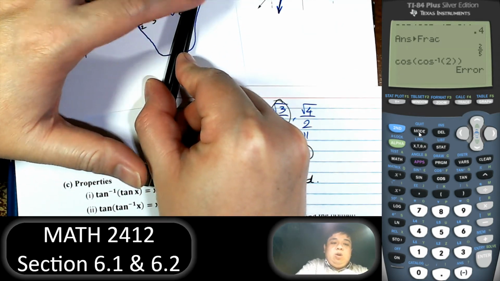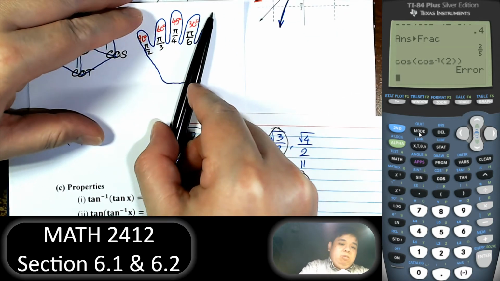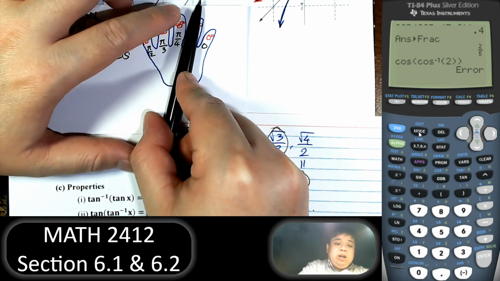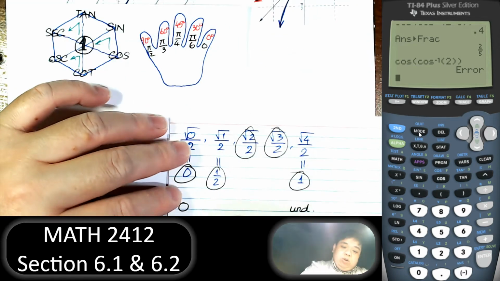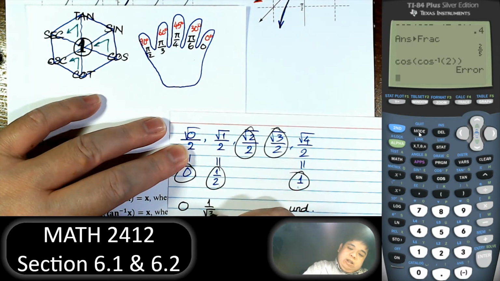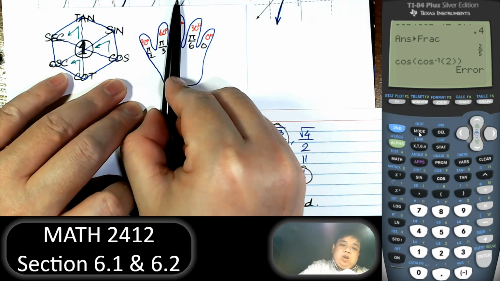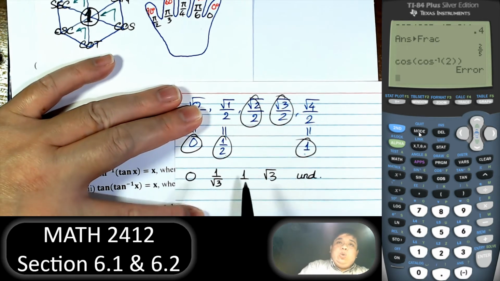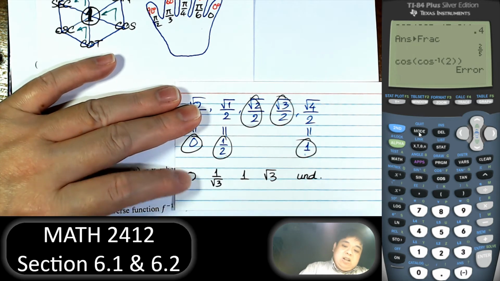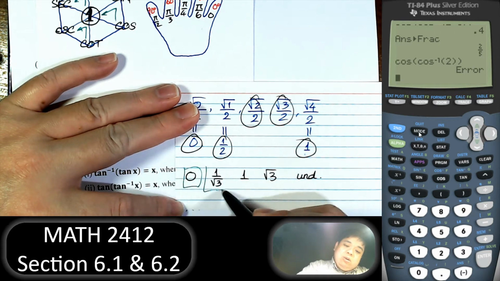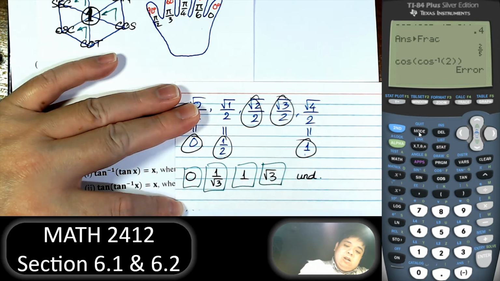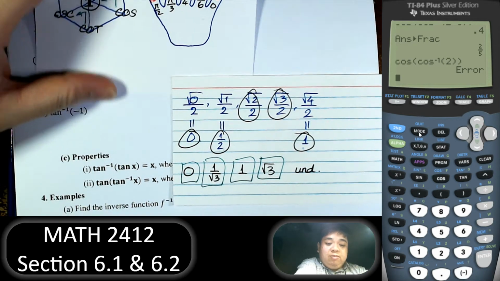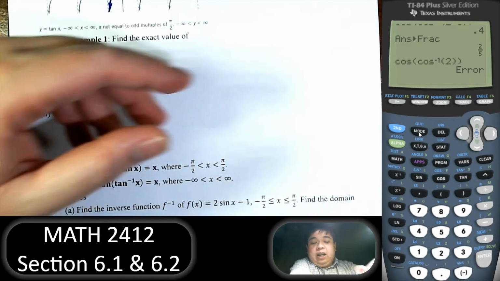here we have 0 over square root of 4, or just 0. Here is square root of 1 over square root of 3, so 1 over square root of 3, and square root of 2 over square root of 2 is 1, and then square root of 3. So these are the special values for tangent and cotangent. When we see these values, we know that the tangent inverse will be equal to a nice angle.